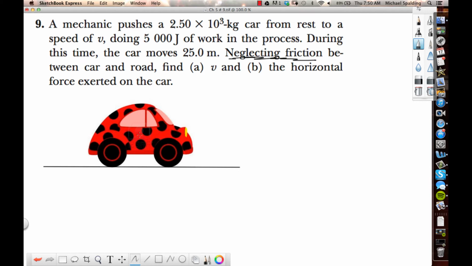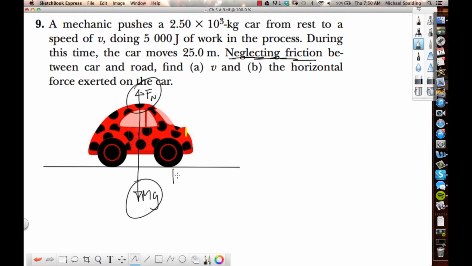Okay, so let's just look at the forces here. So this car, we have mg down, we have normal force up. Those forces won't matter though. Why are those forces not going to matter? They're not doing any work. Why is the normal force in mg not doing any work? Because they are perpendicular to the motion.